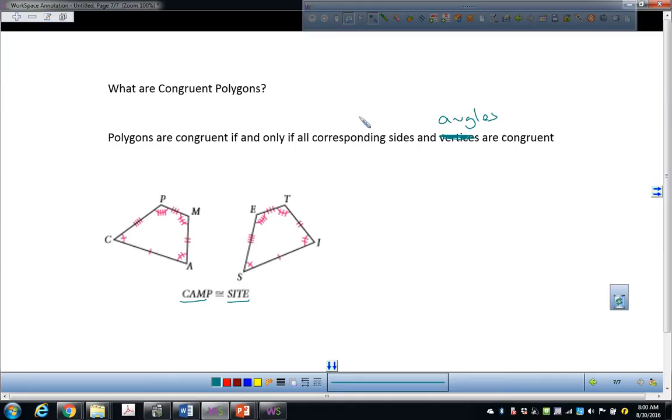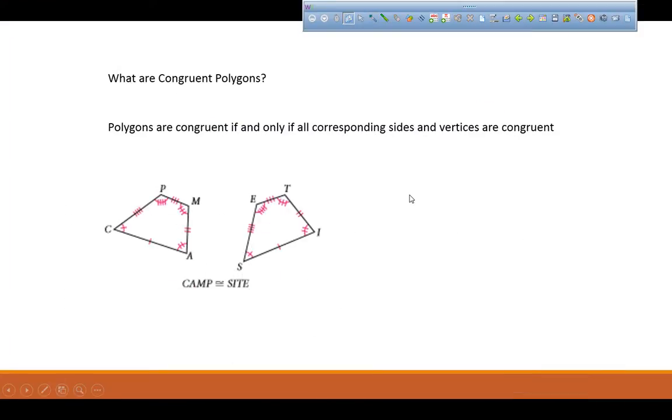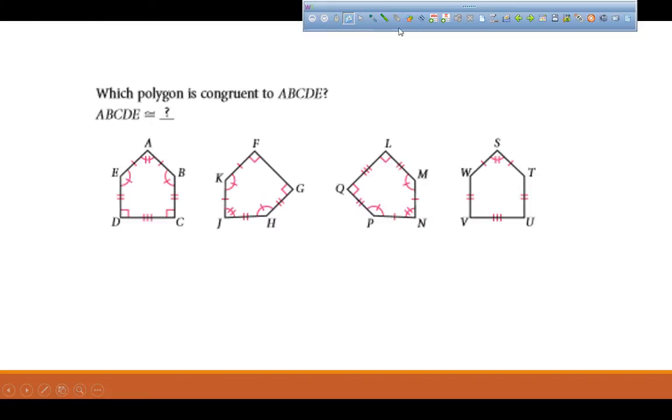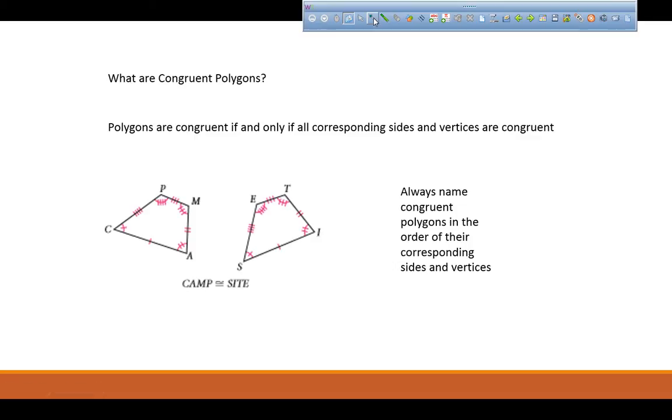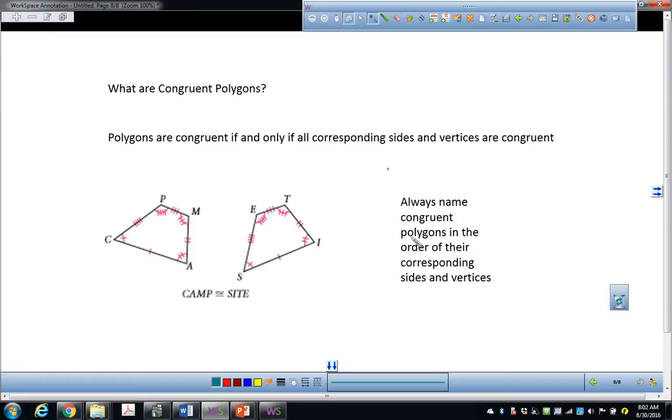So I want to show you something else. Where's that next slide? Always name the congruent polygons in the order of their corresponding sides and vertices. I want to go back. If you want to write that down, you can. You don't have to. Always name the congruent polygon by vertices, sides, and angles. Well, vertices is fine.